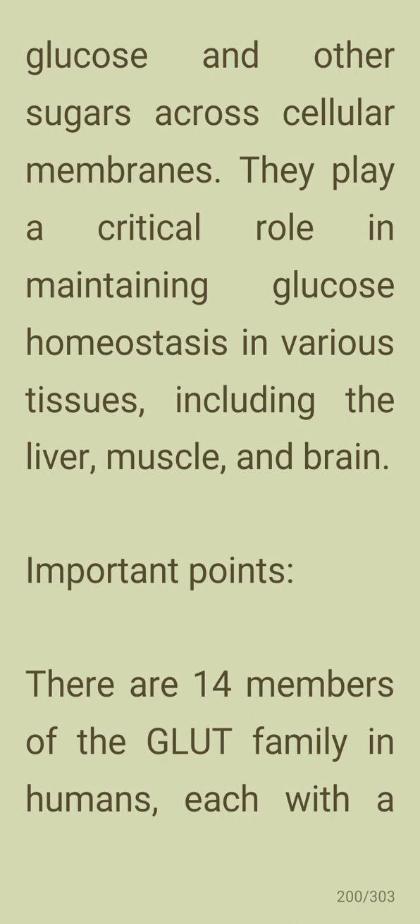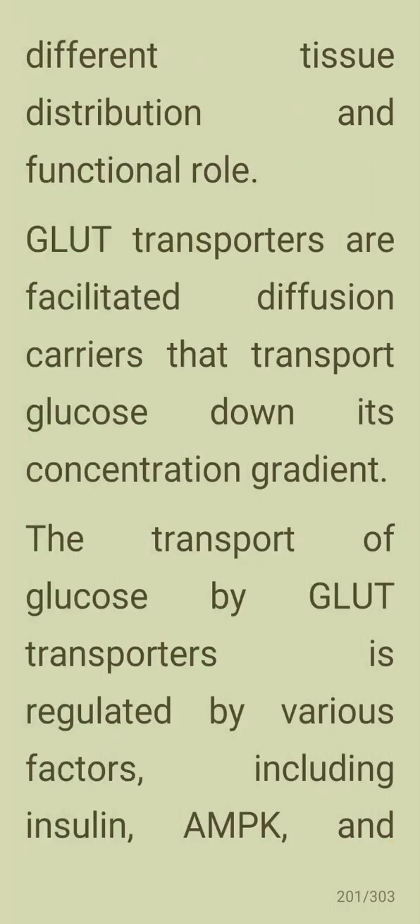Then GLUT transporters. GLUT transporters are a family of transmembrane proteins that facilitate the transport of glucose and other sugars across cellular membranes. They play a critical role in maintaining glucose homeostasis in various tissues, including the liver, muscle, and brain. Then some important points. There are 14 members of the GLUT family in humans, each with a different tissue distribution and functional role. GLUT transporters are facilitated diffusion carriers that transport glucose down its concentration gradient.